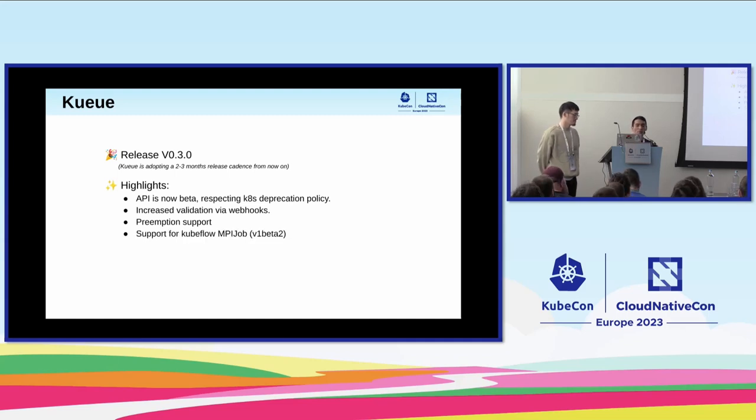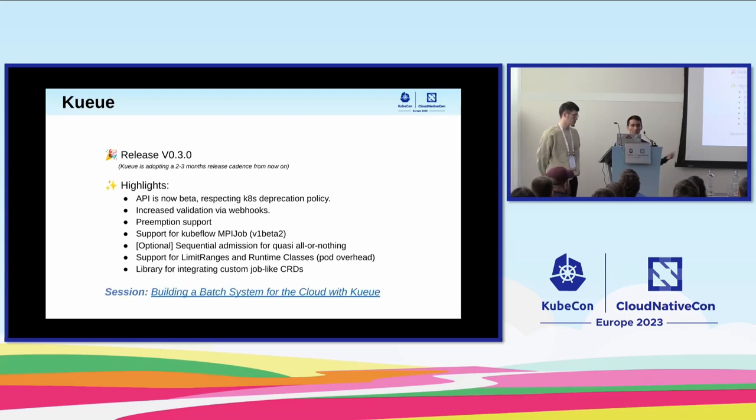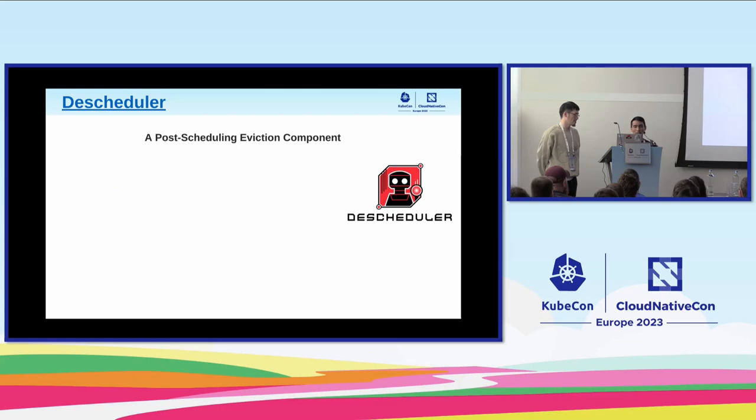For different scenarios, we added support for MPI job, the V1 beta 2 version of it. We added this optional sequential admission for quasi all-or-nothing, or gang scheduling, if you will. We added support for limit ranges and runtime classes so we can better calculate quota usage. And as I said, we published this library for integrating any CRD with Kube Q. If you want to learn more, we did a session yesterday during the batch and HPC day. So you can find a link in the slides. Hopefully the recording will be uploaded soon.